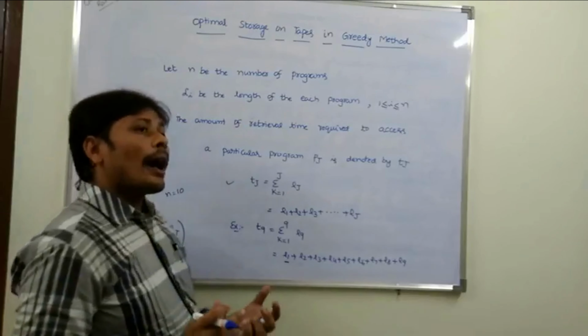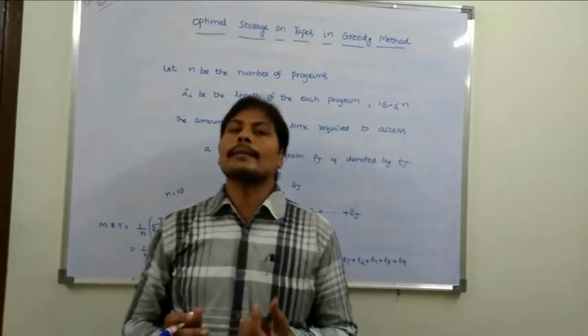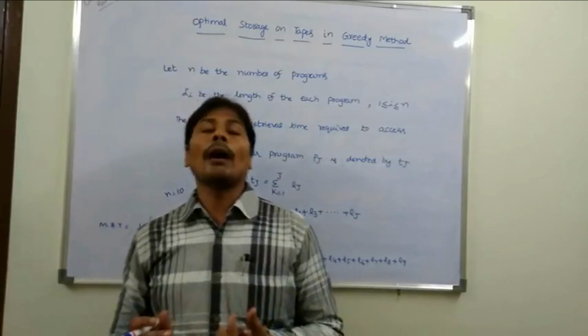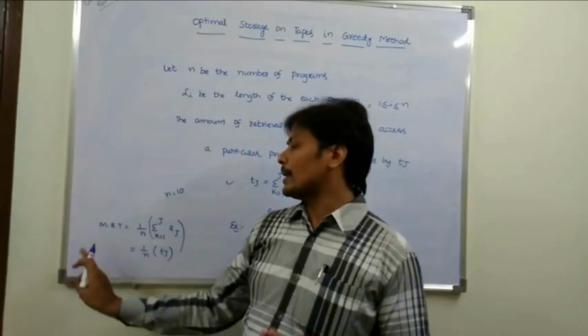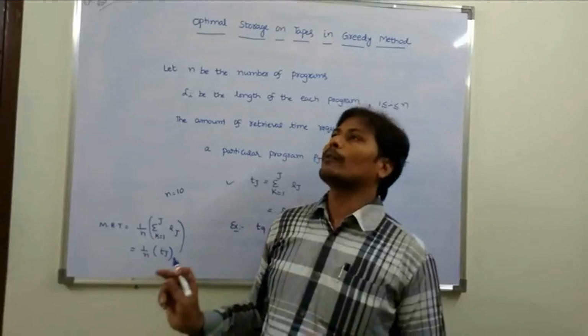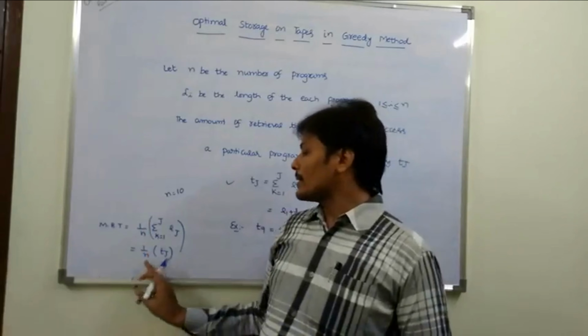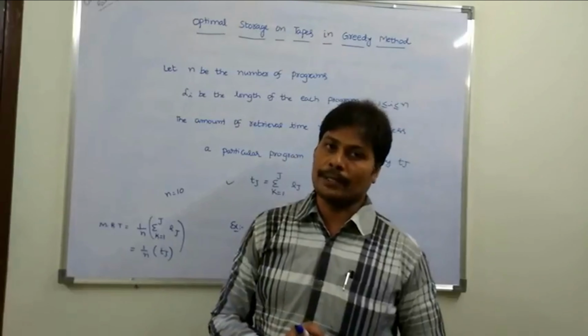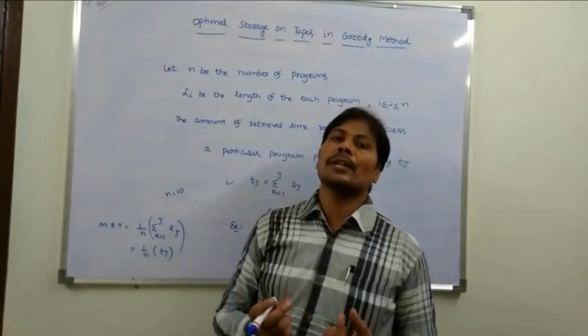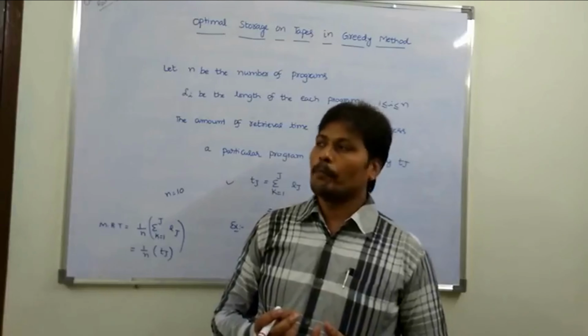So the average amount of time required to access a particular program among n number of programs is denoted by MRT, mean retrieval time, which is equal to 1 by n into the sum of Tj, where n is the number of programs. So this is the description about the optimal storage on tapes.